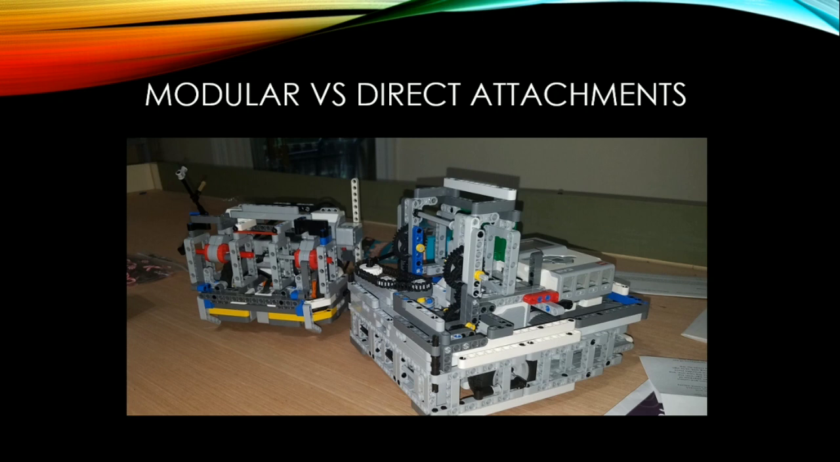Both of these robots have won the Robot Game Award multiple times. The one on the left was actually one of our team's robots before we built the modular attachment robot. Both robots, like I mentioned, have won Robot Game awards for first place, and they've both been pretty successful. So let's talk about the pros and cons of both types, modular versus direct attachment.